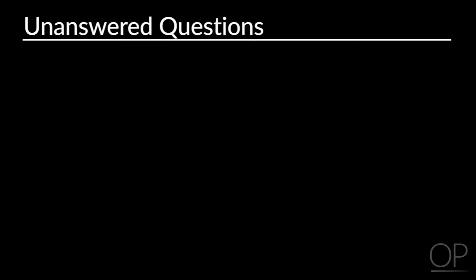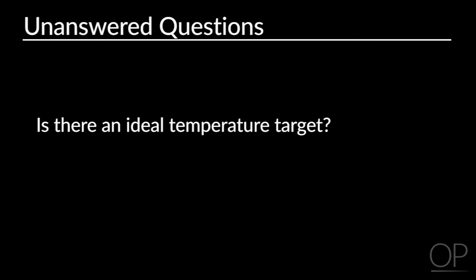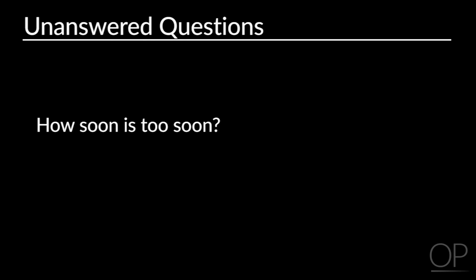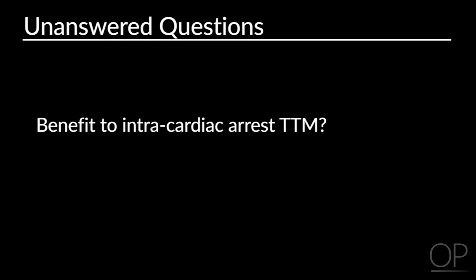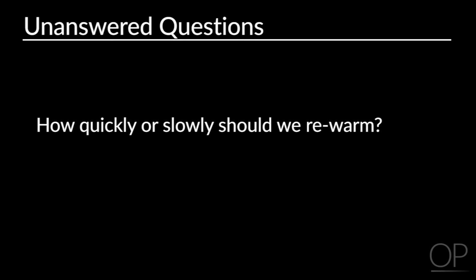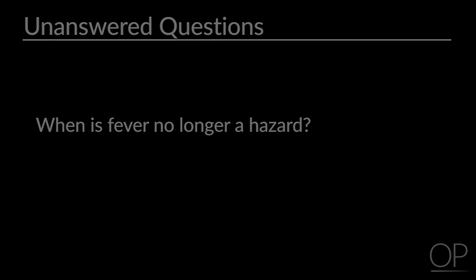Many unknowns still exist when it comes to temperature-targeted management. Is there a specific rhythm that we should be targeting as opposed to all rhythms? Is there an ideal temperature target? What is the timing window of efficacy for its use? How soon is too soon? How late is it too late to use hypothermia in these patients? Is there a benefit to the use of intracardiac arrest temperature-targeted management? What is the best technique to cool? How quickly or slowly should we rewarm? And when is fever no longer a hazard after patients have been rewarmed? So all of these are still questions that require further study before we can come up with evidence-based conclusions.